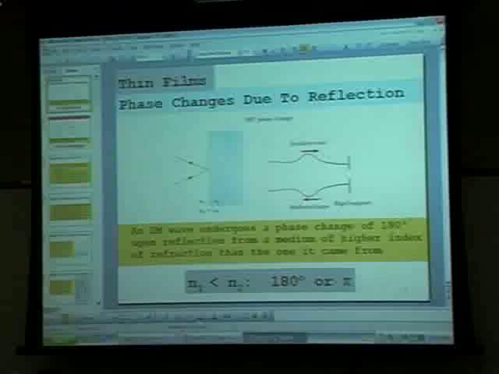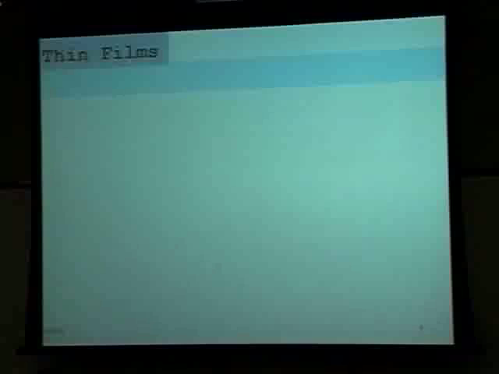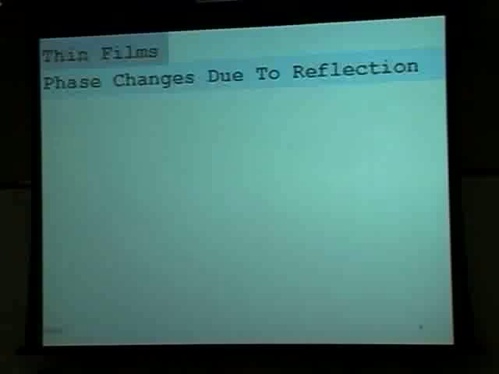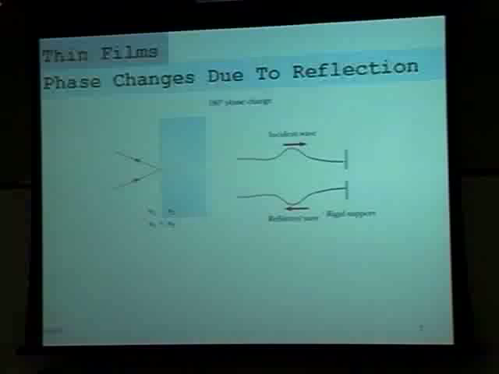That's one kind of interference. Here's another kind of interference. Thin film. Thin films, you can have phase changes due to reflection, like what we saw from Lloyd's mirror. And in particular, if light were going from a lower index to a higher index, you're going to have a 180-degree phase change upon reflection.